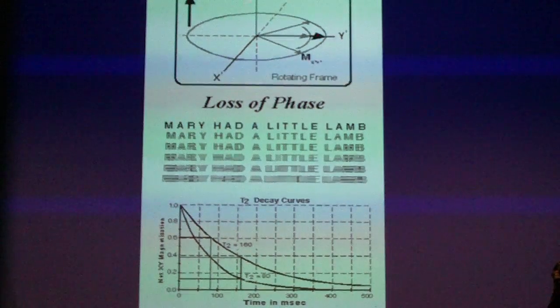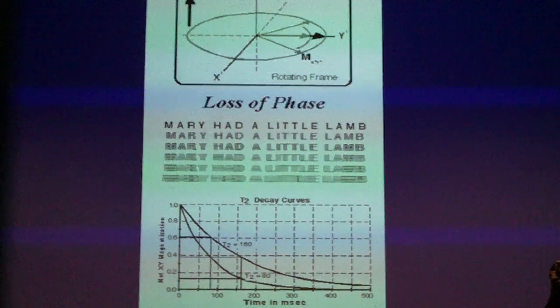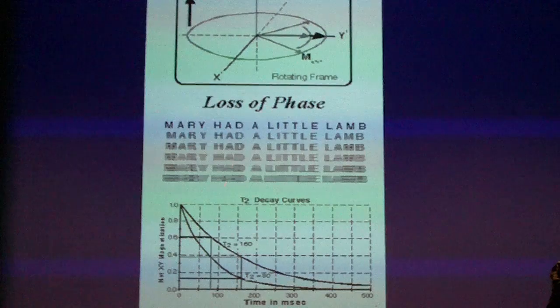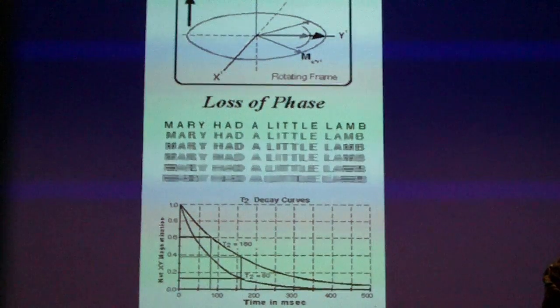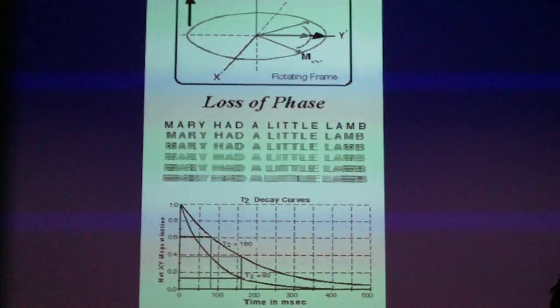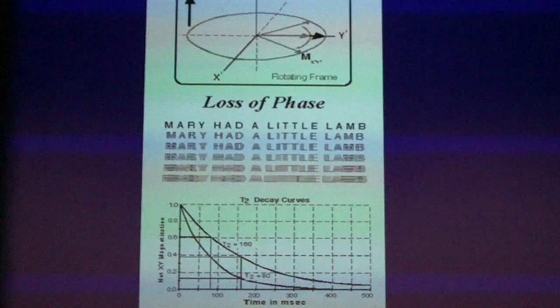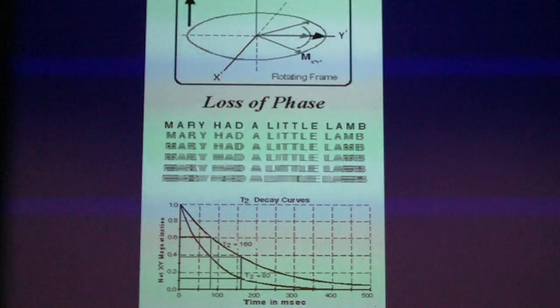And the same happens with the magnetization. First you have exactly in phase measurement. You have a nice current with a high amplitude in your coil. And after a while, because you have a little bit faster frequencies, a bit slower frequencies, it will get out of phase. You will lose the signal.